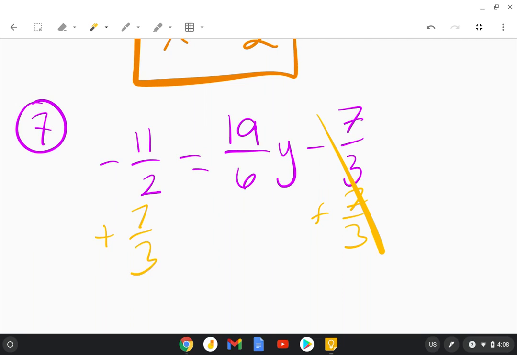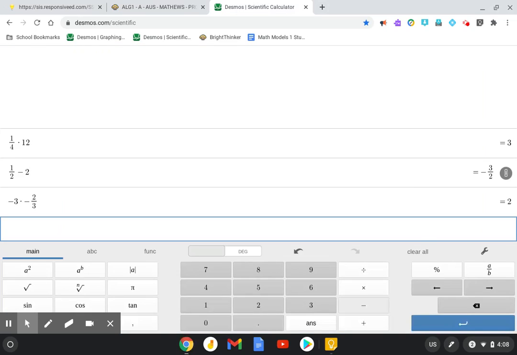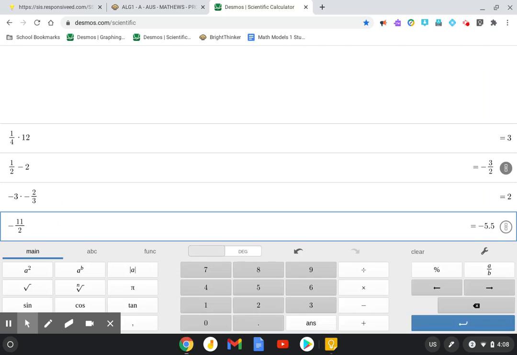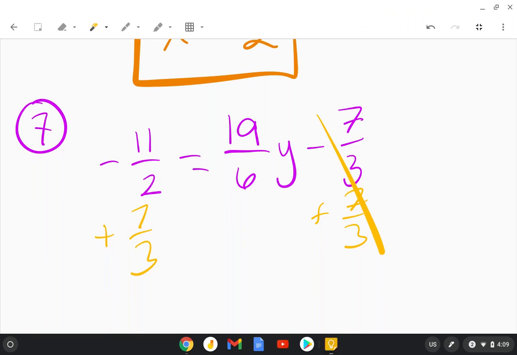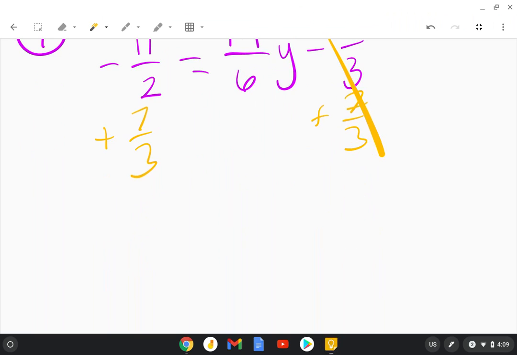Negative 11 over 2 plus 7 over 3. We're going to go straight to our calculator for that. Negative 11 over 2 plus 7 over 3. If we turn that into a fraction, we get negative 19 over 6. So we end up with negative 19 over 6 equals 19 over 6y.